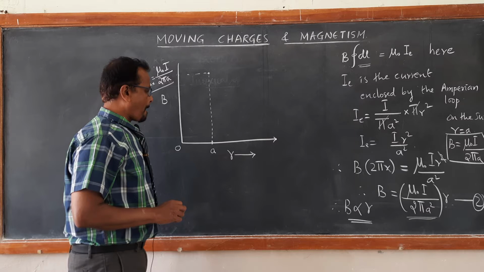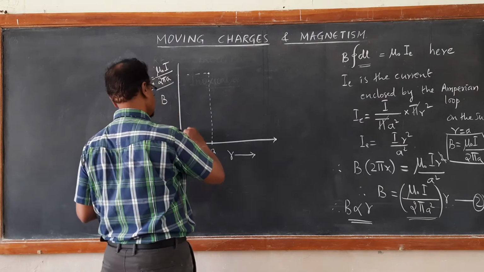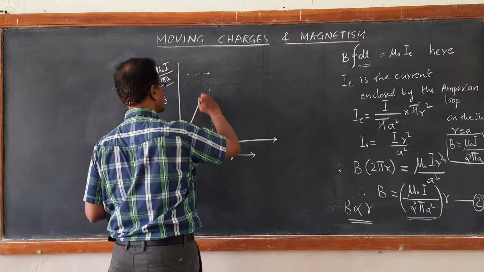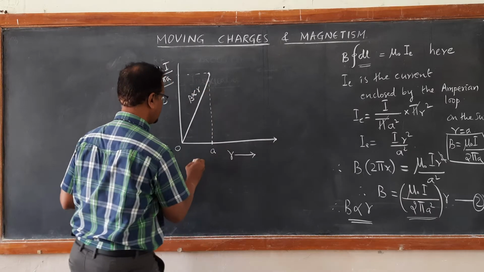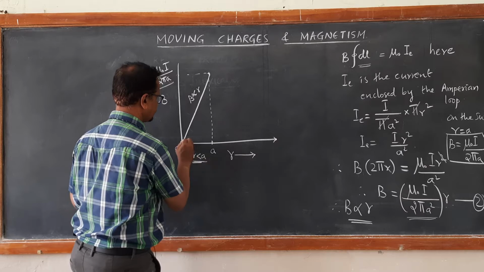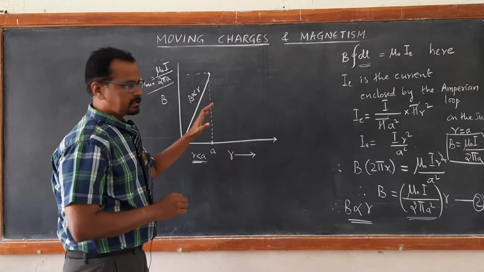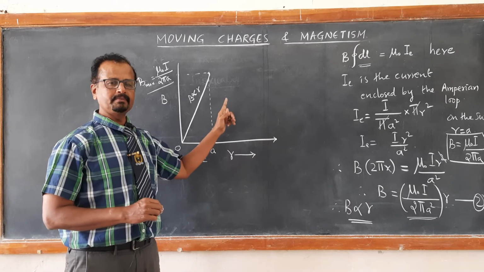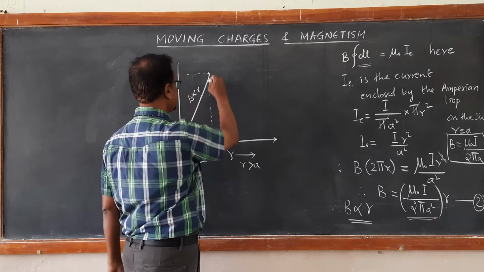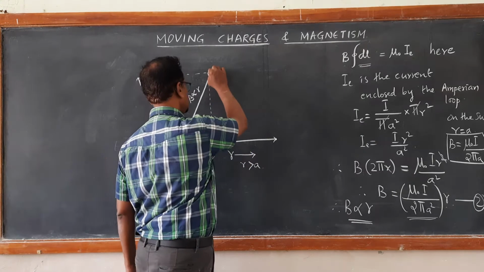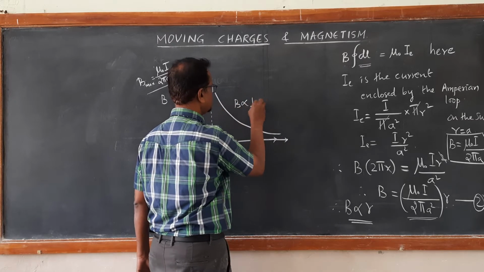And when R is less than A, B is directly proportional to R, means magnetic field increases linearly up to this particular point. So, it becomes a straight line because B is directly proportional to R when R is less than A. From 0 to A, B is directly proportional to R. This implies the magnetic field is directly proportional to the distance. But when R is greater than A, look at this, B is inversely proportional to R. So, this is how we get the result. So, this is a very important observation.